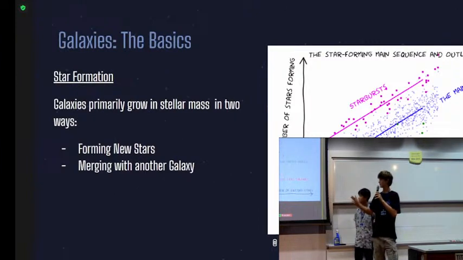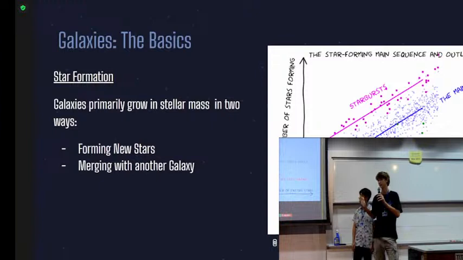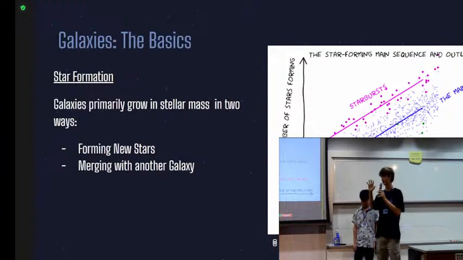This chart up here depicts the star formation rates and tendencies of galaxies. On the x-axis, you have the number of existing stars, which is basically just the stellar mass of the galaxy. And on the y-axis is the number of stars forming, or the star formation rate of that galaxy. Galaxies typically start out their lifetimes pretty hot, having pretty high star formation rates in this main sequence, as you can see here.